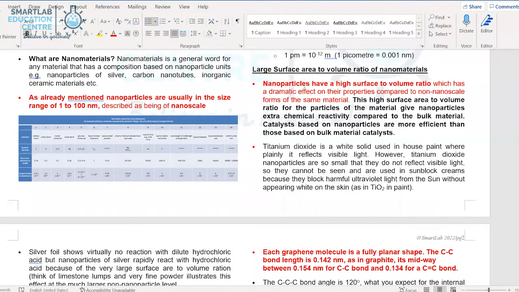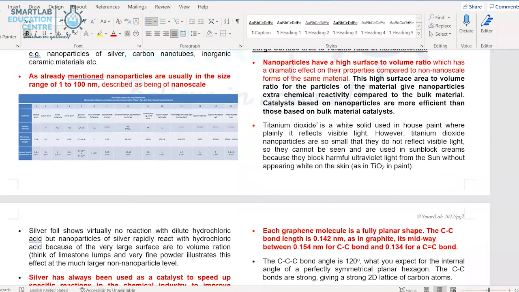One of the key characteristics of nanoparticles is that they have a very large surface area to volume ratio. What that means is that the high surface area to volume ratio allows the nanoparticles to chemically react very quickly. Apart from that, if nanoparticles act as catalysts, they will be a lot more efficient than normal bulk material catalysts. Let's now take a look at some examples of nanoparticles.